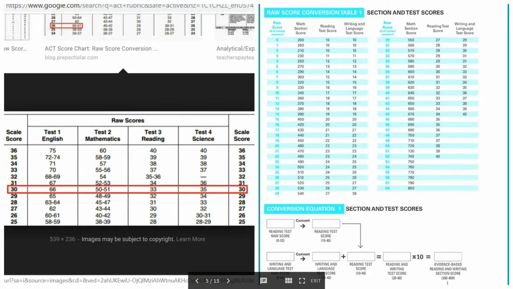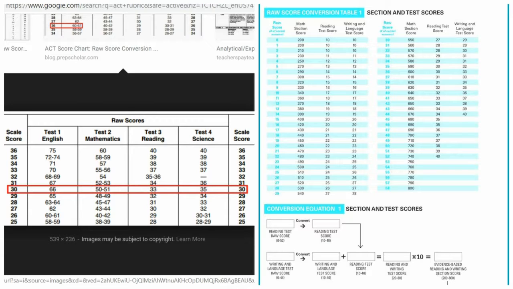For reading, it's a little bit more complicated, which is shown down here. You take your raw score for reading and you get a score between 10 and 40. And then you do the same thing for writing and language, get a score between 10 and 40, add those two scores together, multiply by 10, and that's what you would get. So for example, say there's 52 questions on the reading test. We'll say that you got 40 right. We'd go to reading right here, that's a 32, so that would be 320.